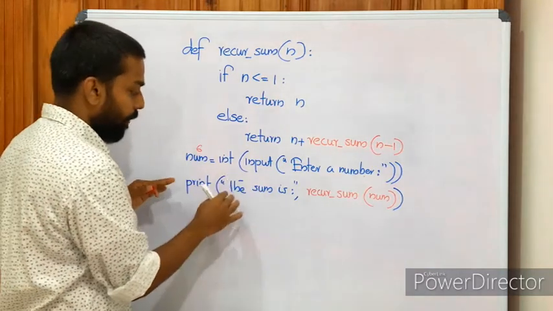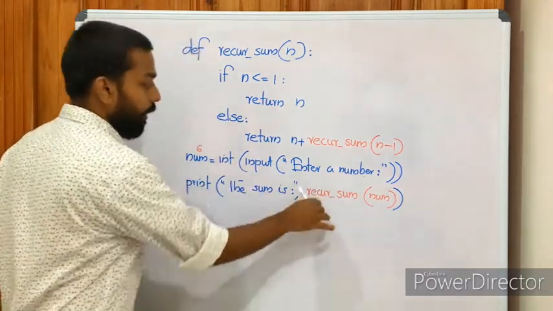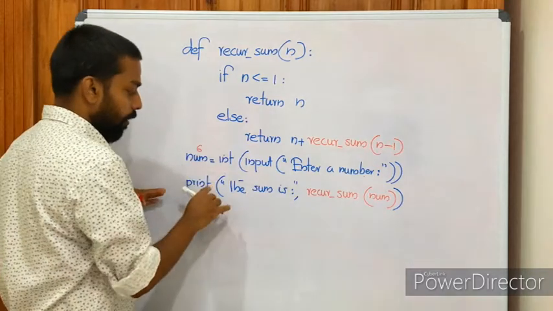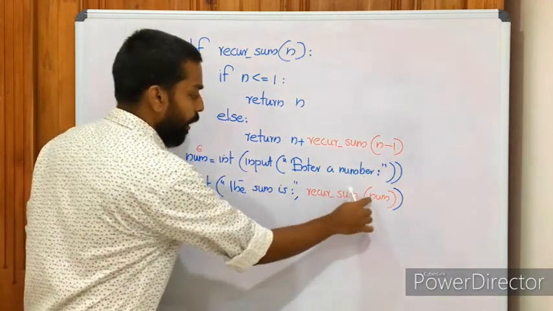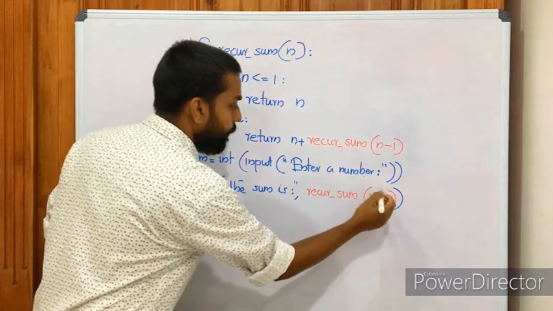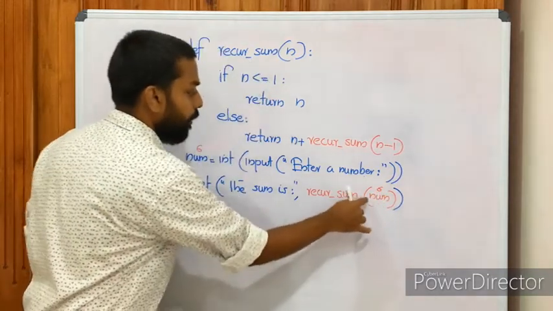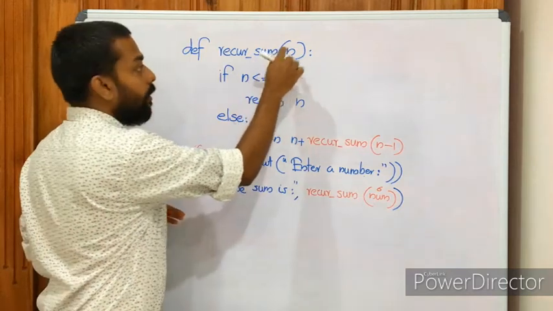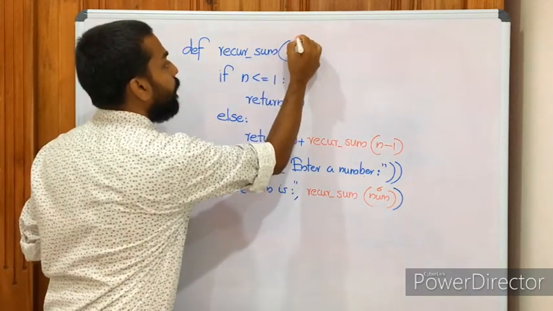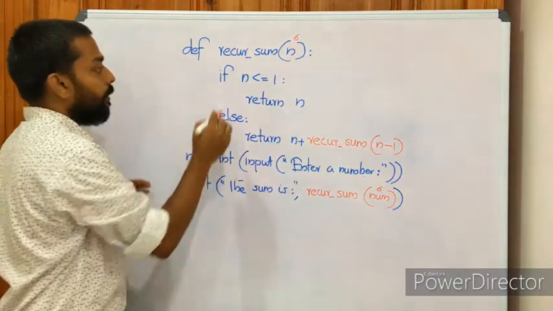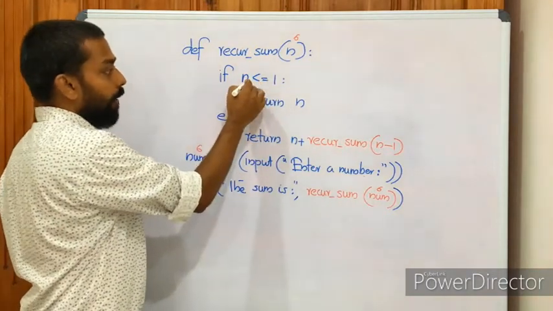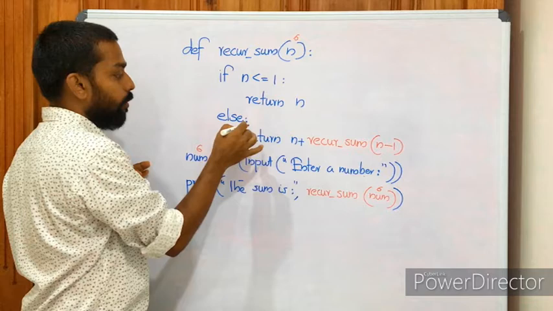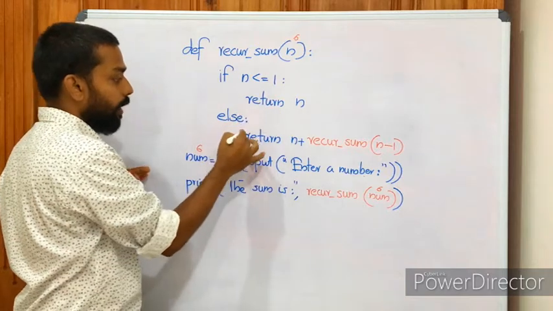Then we are calling the function recursion. Okay, that is our function. Print the sum is recursion, and we are passing the value of num, that is 6. So 6 is passed to the function header. Here the formal parameter is n, and n gets the value 6. Then it checks n: 6 is less than or equal to 1? It's not, so it moves to else.